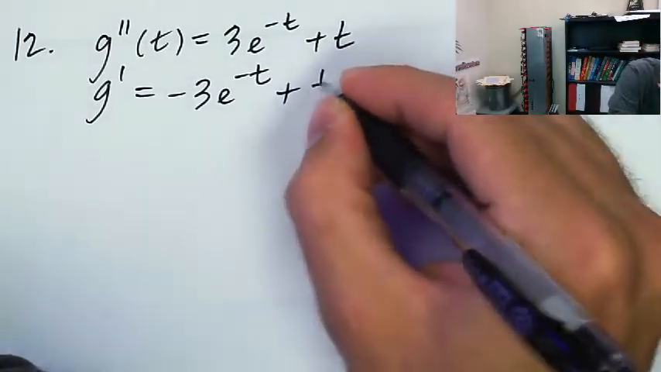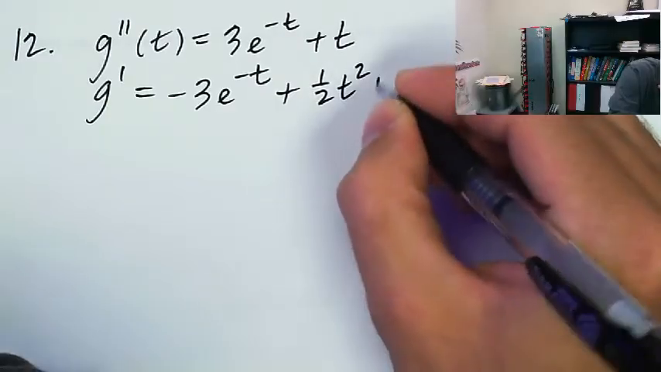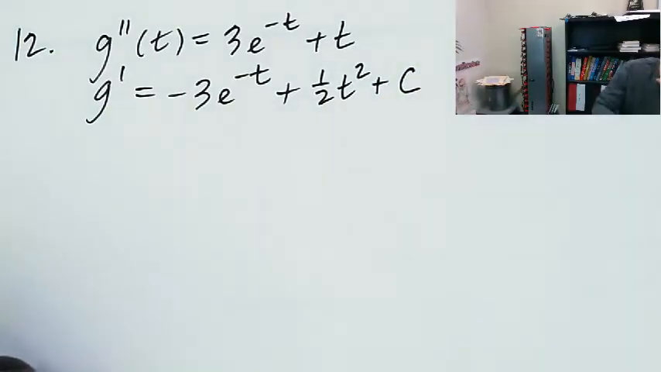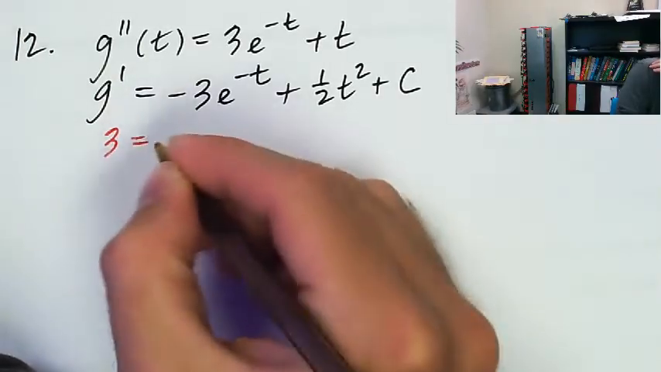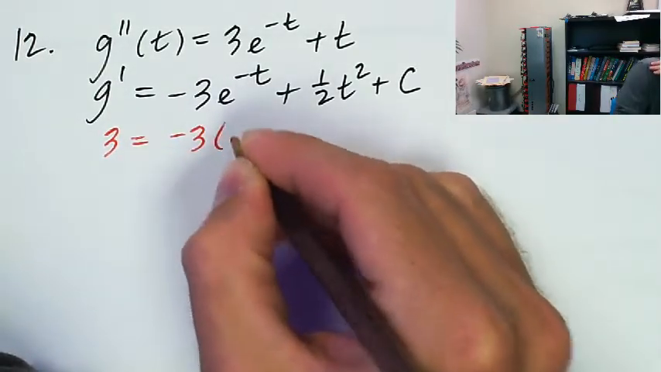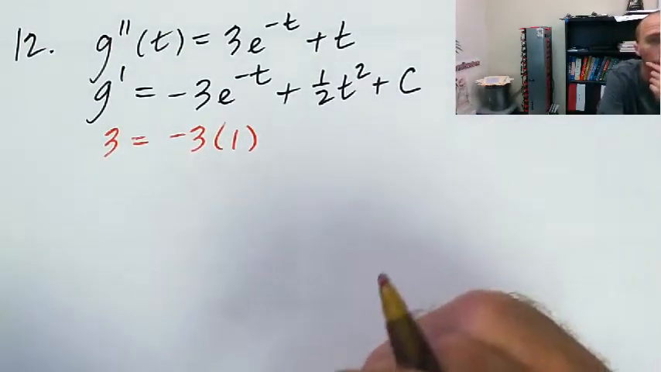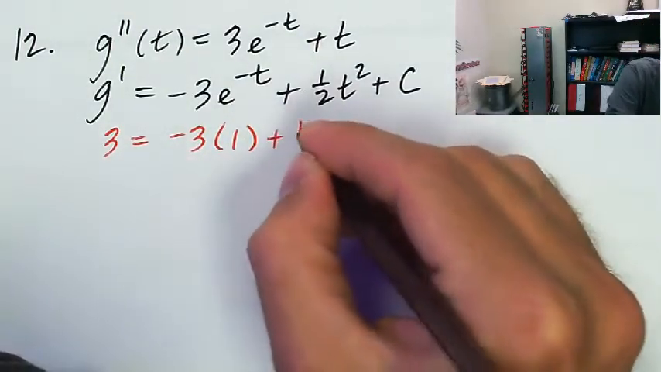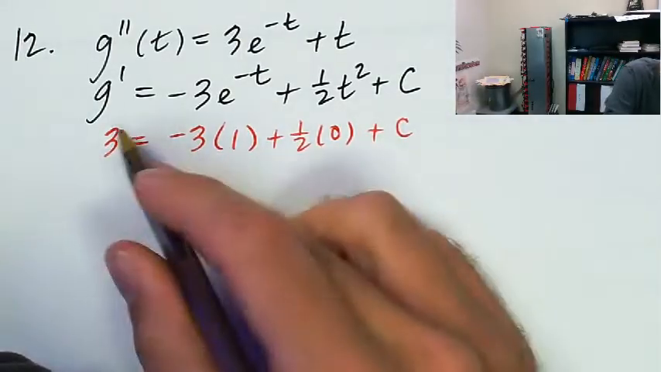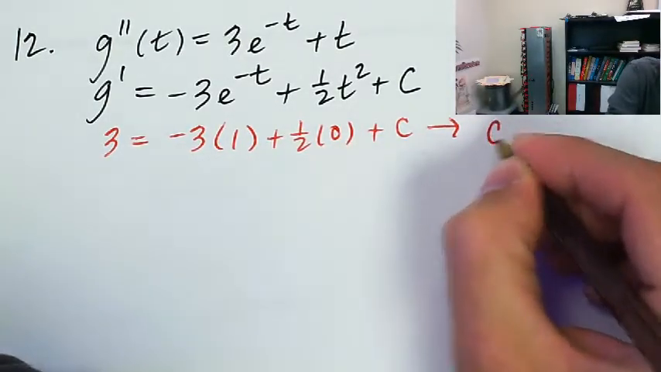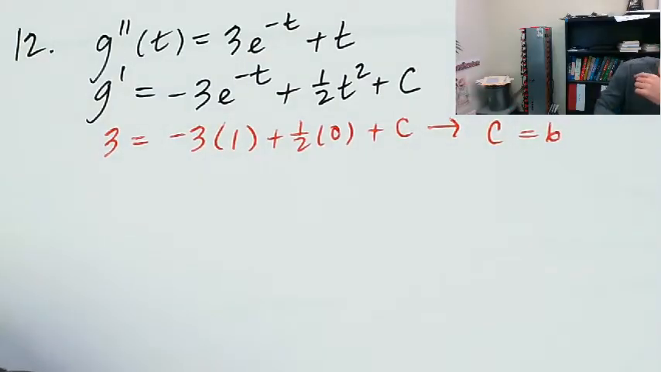Plus, and then I know how to antidifferentiate t at this point. That's 1/2 t squared, and then plus c. So, but g prime of 0 equals 3. -3 times e to the -0 is just e to the 0 is 1, plus 1/2 of 0 plus c. So -3 plus something equals 3. That's telling me c equals 6.